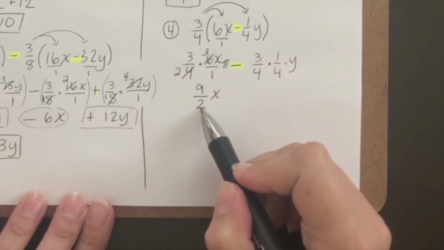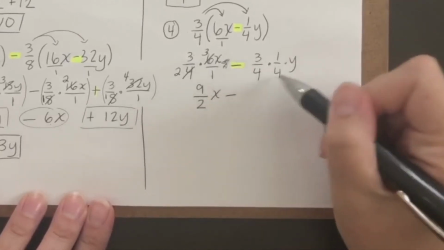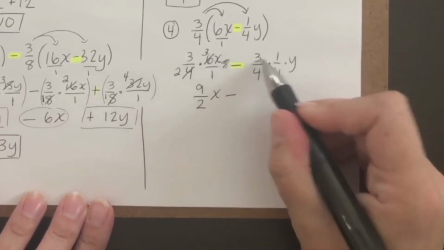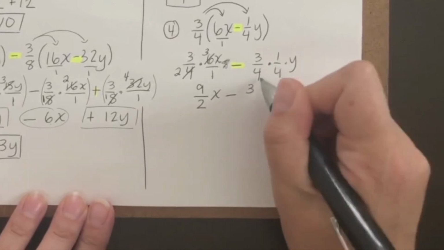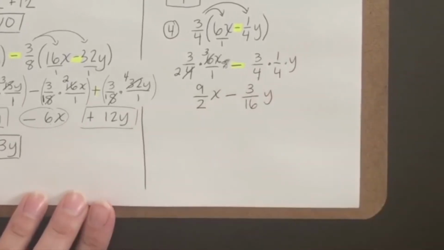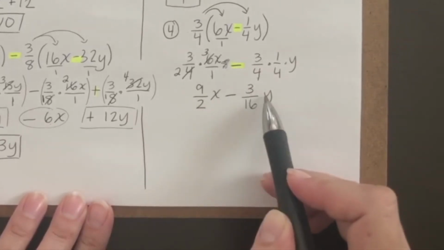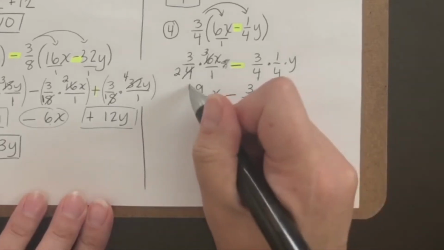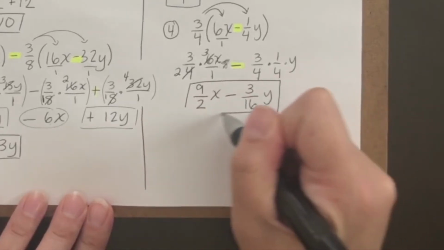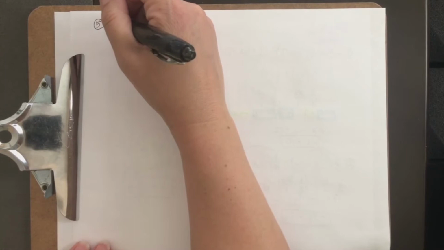So 9/2 x minus, and there's nothing that can cross cancel here. So 3 times 1 is 3. 4 times 4 is 16 times y. So 9/2 x and 3/16 y is our answer. Let's do number 5. Now we're going to be practicing with decimals.